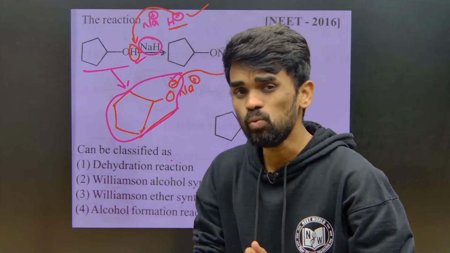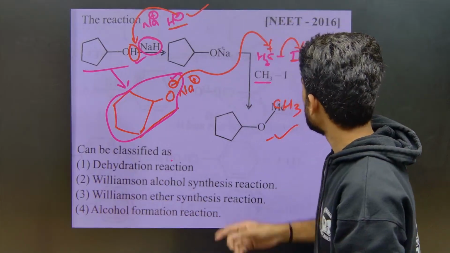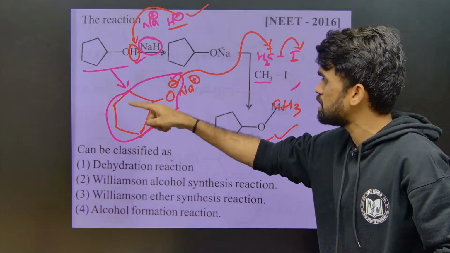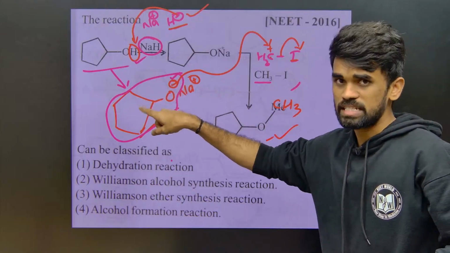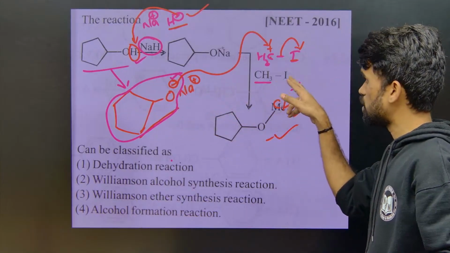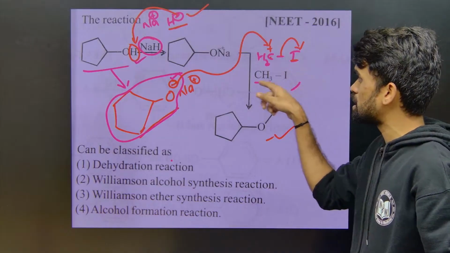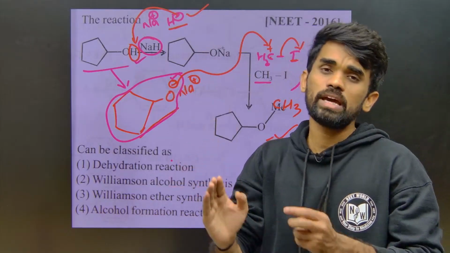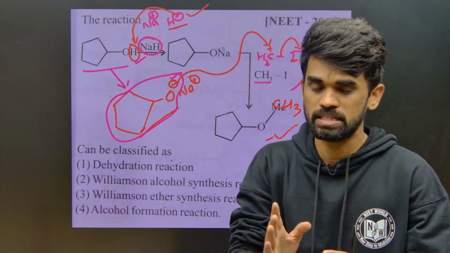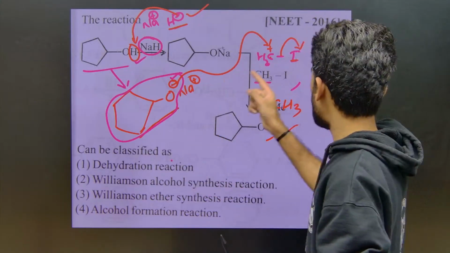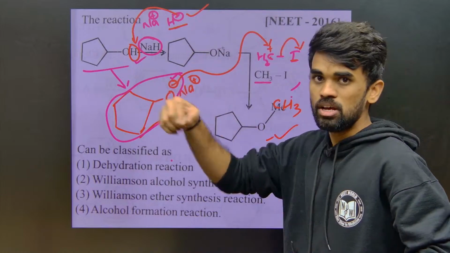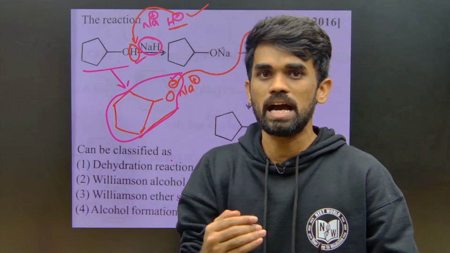Now what kind of reaction is it? Here the iodide ion is replaced by this alkoxide ion. So one negatively charged species, one nucleophile, is replaced by another nucleophile. So can we say it is a substitution reaction? Yes. So what kind of substitution? One nucleophile replaced by another. So it is a nucleophilic substitution reaction.